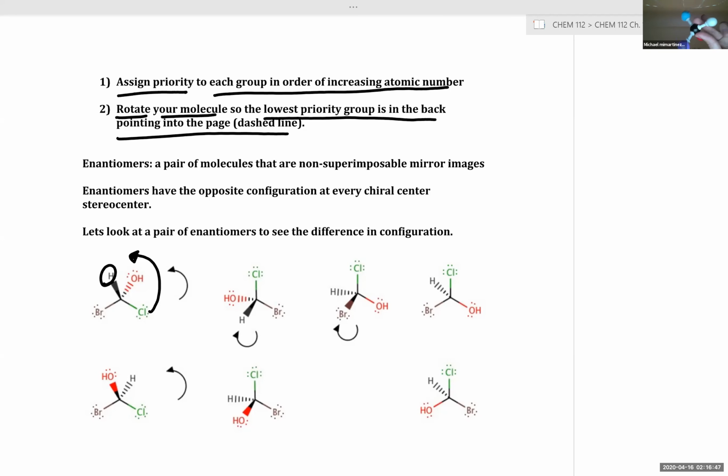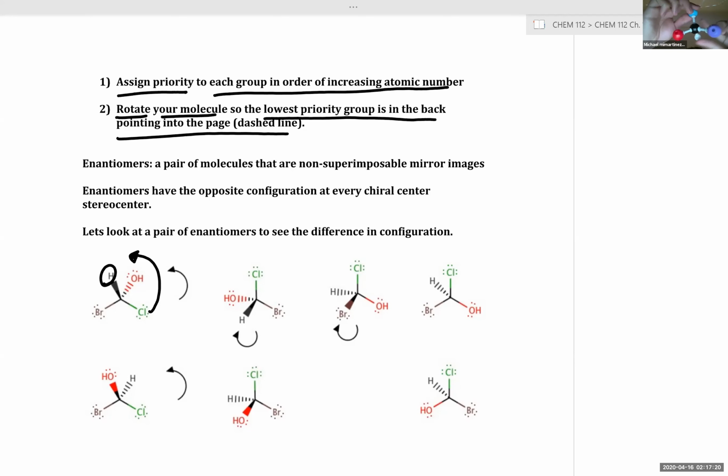So just to show you this once again. We started off with the following arrangement. We rotated our 3 substituents clockwise. And now as we can see, we have hydrogen in the front, the hydroxy group in the back, and our chlorine and bromine are in the plane of the page pointing right. Now we want our hydrogen to be in the back. So we're going to rotate this molecule so our hydrogen is in the back.